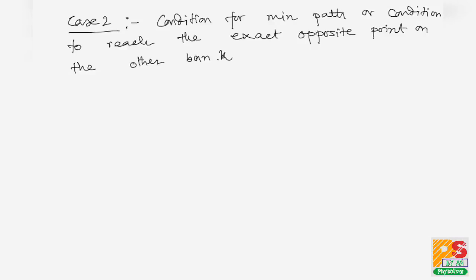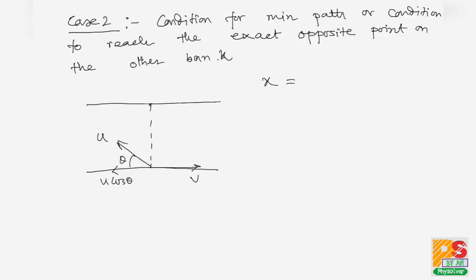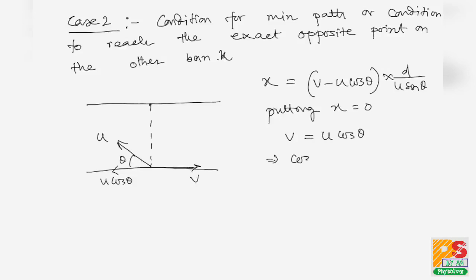Okay, let's see. I have already discussed that if this u cos theta is the same as V, then the value of x will be 0. You can verify that using this equation also. Putting x equals 0, we will get V equals u cos theta, or cos theta equals V by U. Therefore, this is the formula. You have to steer at this angle theta with the bank, not with the normal, remember, in order to reach this point from this point.